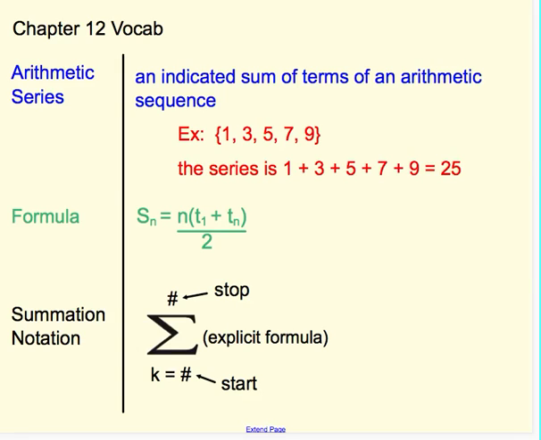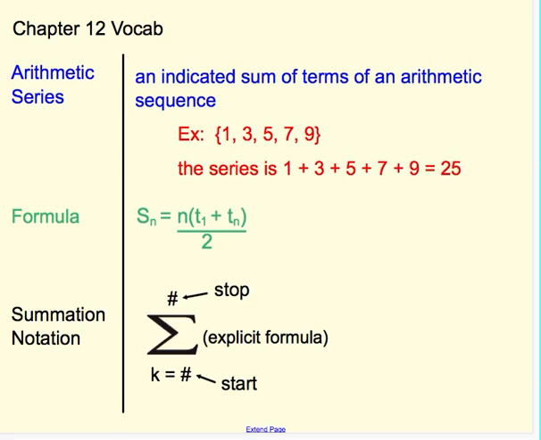In the last lesson, we looked at arithmetic sequences, which was a list of numbers, and we learned how to write a formula for any term in the list. Today we're going to look at what's called an arithmetic series, which is when you add all of the terms together. So we've got our first example here.